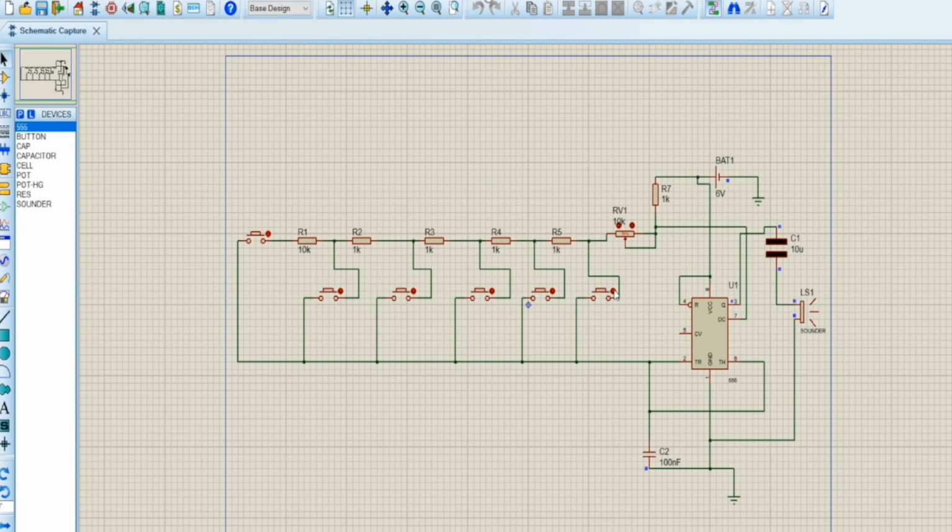Here we can observe that it produces different tones when each of the buttons is pressed, and this is the output of the project.